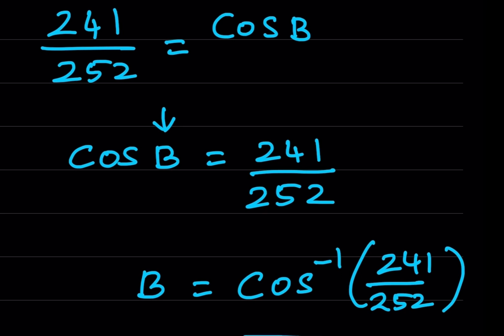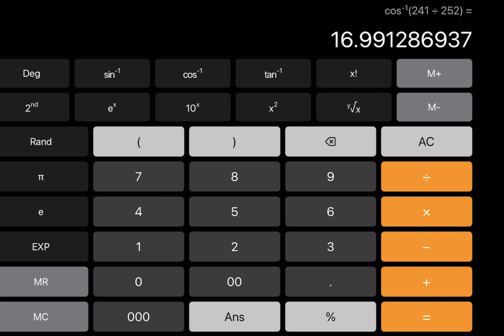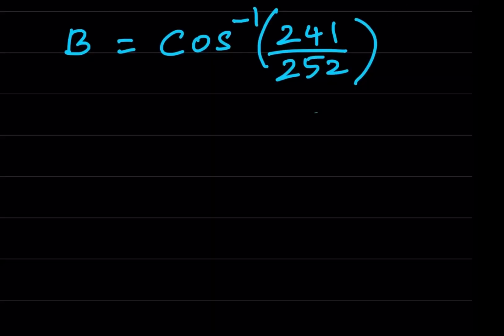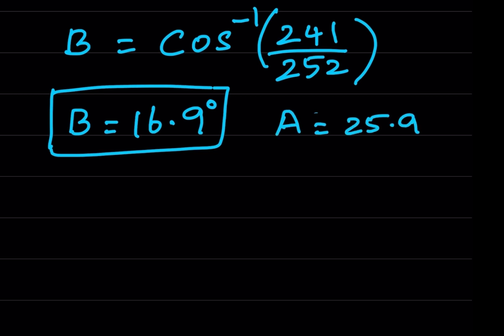So I'm going to use a scientific calculator to calculate cos inverse of 241 divided by 252. First we need to find cos inverse. For that we have to press the button second and then cos inverse. Cos inverse of 241 divided by 252, close parenthesis, which is equal to 16.9. That's angle B. So angle B is equal to 16.9 degrees. So we know angle B and we know angle A is equal to 25.9 degrees.